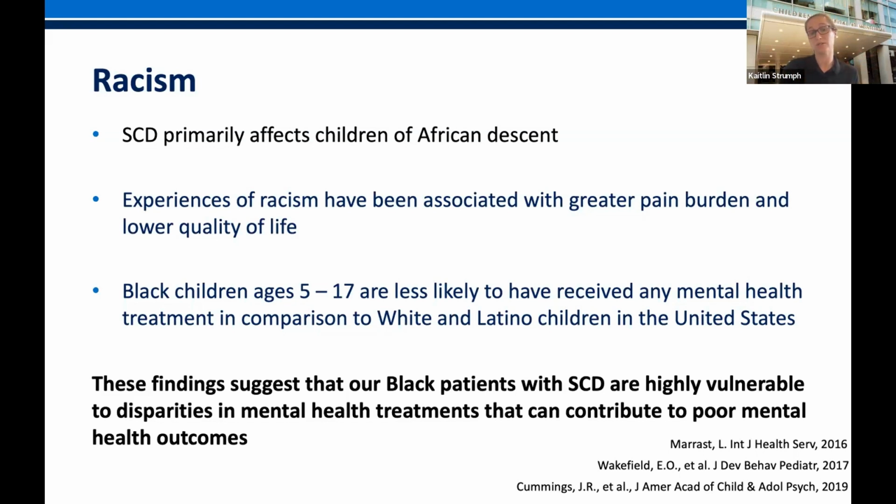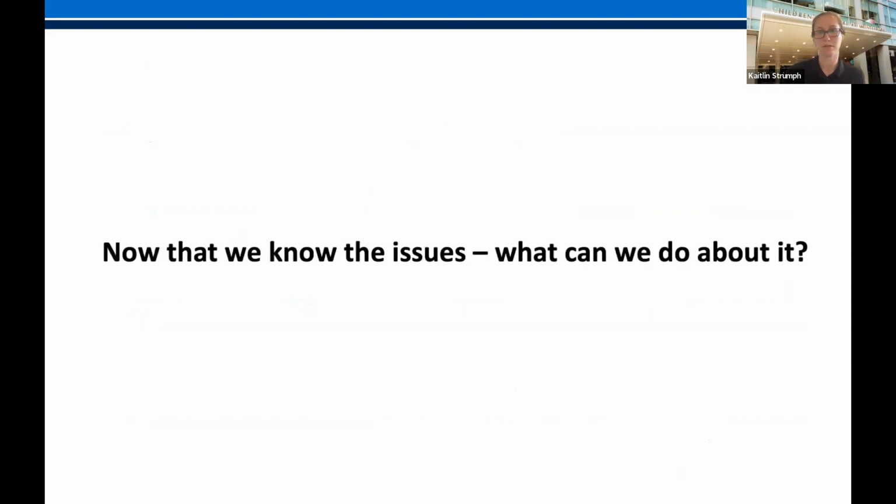Black children ages 5 to 17, as shown in one of the studies that I cited, were less likely to have received any mental health treatment in comparison to white and Latino children in the United States. And those are patients that we're endorsing need. So these findings, like I said, suggest that our Black patients with sickle cell disease are highly vulnerable to disparities in mental health treatment that I think can contribute to poor mental health outcomes.